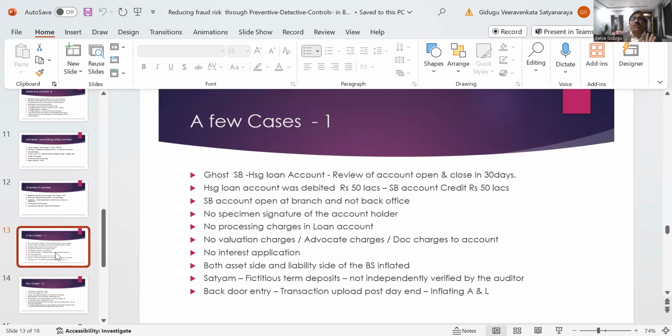For every housing loan, the valuer will take valuation charges, the advocate will check and give a legal opinion, and the bank will take processing charges. Here there were no processing charges, no legal charges, nothing. And the account was not opened at the back office, it was opened at the branch. In 5 minutes, I could write all these things for him, kindly explain.